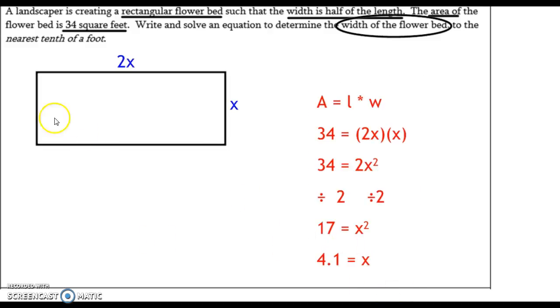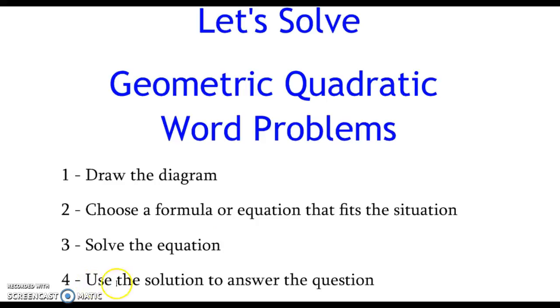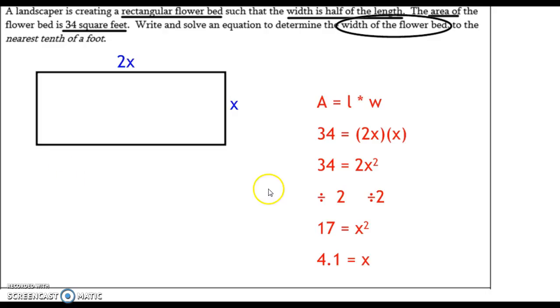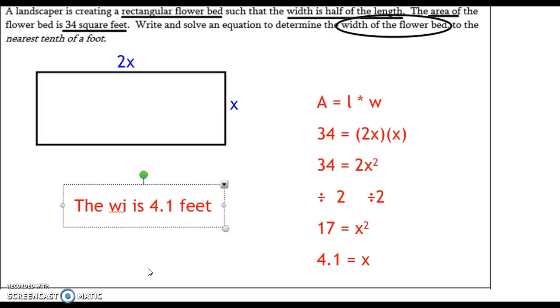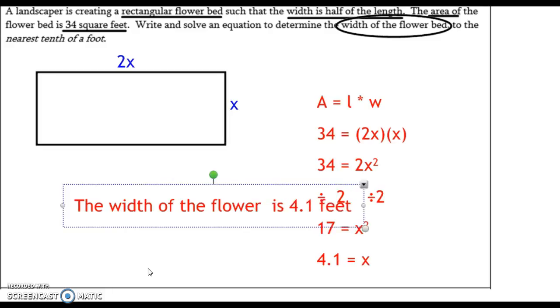That's our numerical answer. But remember, we have to go back and say use the solution to answer the question. So our answer is going to be x is 4.1 feet. That is the width of the flower bed. So we can even say the width of the flower bed is 4.1 feet.